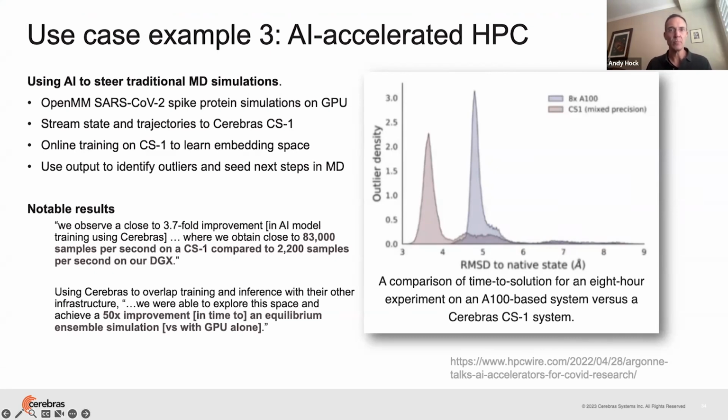So basically accelerating time to an equilibrium solution by using an AI accelerator in the loop with a traditional HPC-MD engine. And the quote on the left, the bottom quote, is where the team was able to explore the space and achieve a 50x improvement in time to equilibrium ensemble simulation versus GPU alone. So once again, building a system that delivers acceleration of AI models at scale allowed the team to couple that with an HPC solution and achieve an equilibrium solution faster.